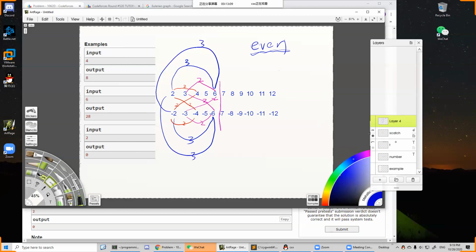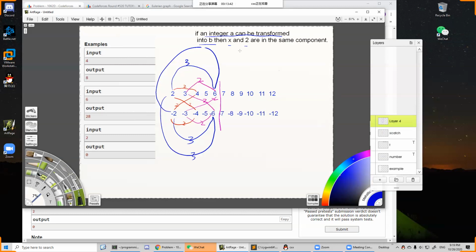We can prove that. To prove that, we are going to prove a theory first. The theory is that if an integer a can be transformed into b, this part means if there is a bridge between a and b, then x and 2 are in the same component.